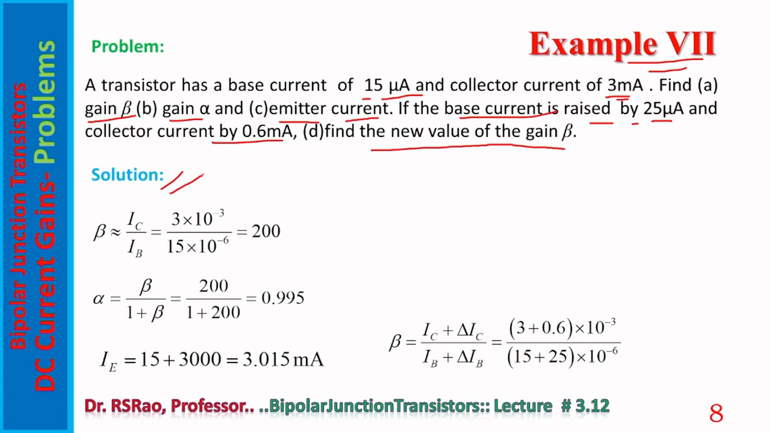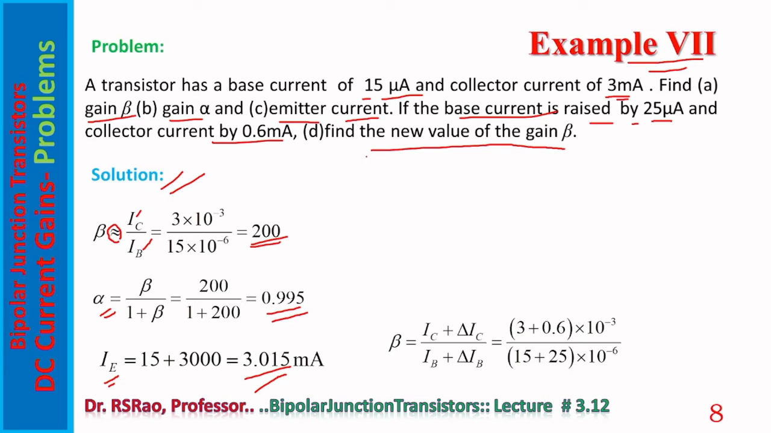Solution, it's quite simple. Beta is IC by IB. IC is available, IB is available, so beta turns out to be 200. Alpha is equal to beta by 1 plus beta. Beta is 200. Substituting these values, we can get alpha as 0.995. IE then can be determined by adding collector and base currents. In the present case, it turns out to be 3.015 milliamperes.